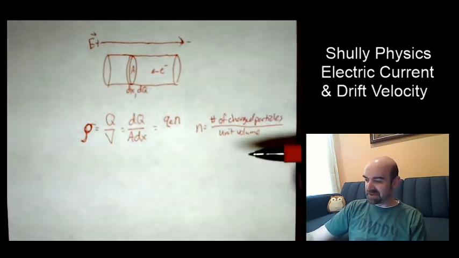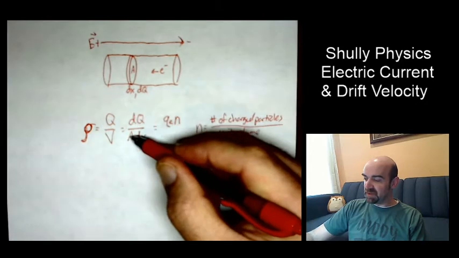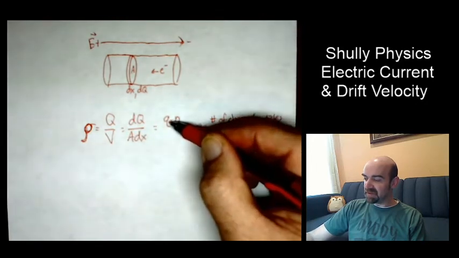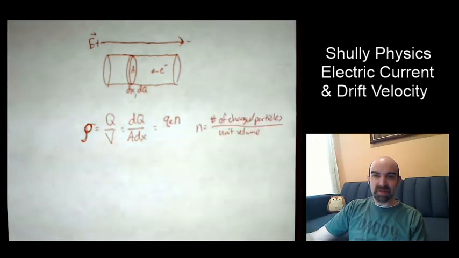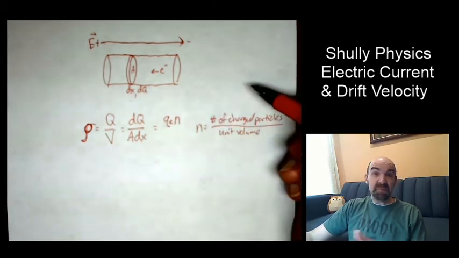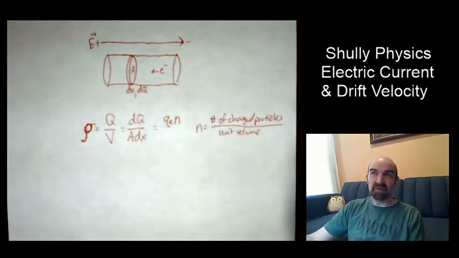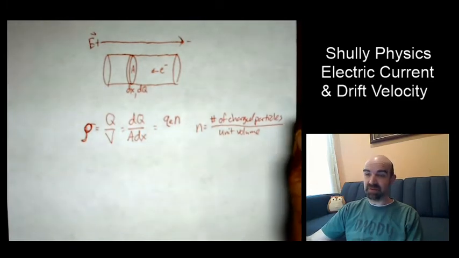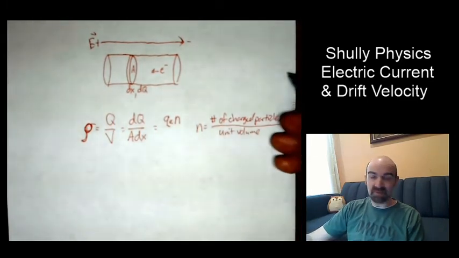Now if I take all this stuff here, dq over A dx equals the charge of an electron times n. Now just to make this more generic, this may not be electrons. We could be looking at the drift of other kinds of charged particles. If we get into a plasma, this could be a drift of protons as well.